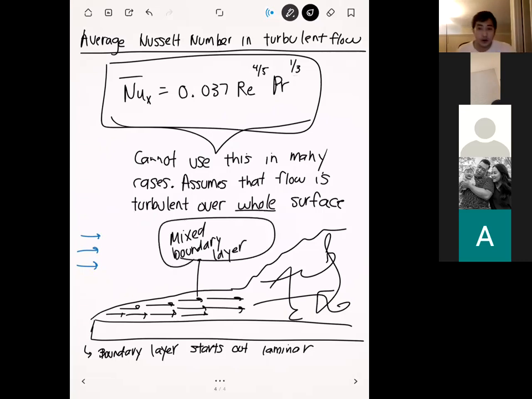Part of the boundary layer is laminar, so we're going to use our laminar correlations for that. The other part of the boundary layer is turbulent, and then we'll use our turbulent Nusselt number correlations for that. I'll show you how to account for this on the next page. Any questions on this?